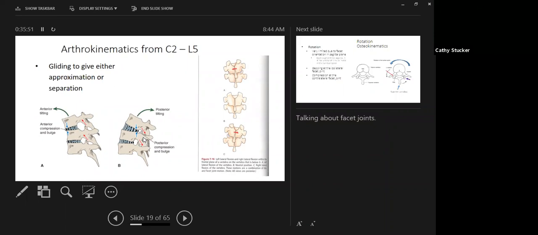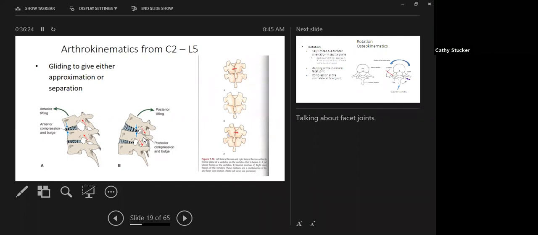From C2 to L5, so now we're going all the way down from cervical to the lower lumbar spine. The facet joints glide with movement. I said they're basically flat. We don't have to worry about a roll. Woohoo, right? We just have to worry about them sliding on one another. That sliding is very important when we go to assessing mobility of the spine. If somebody has a stiff spine, why is it that way?